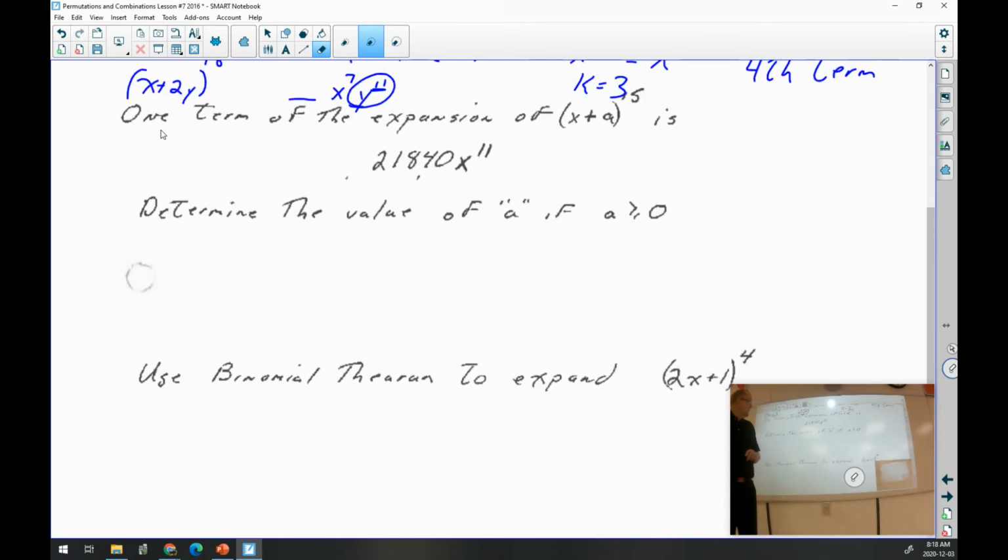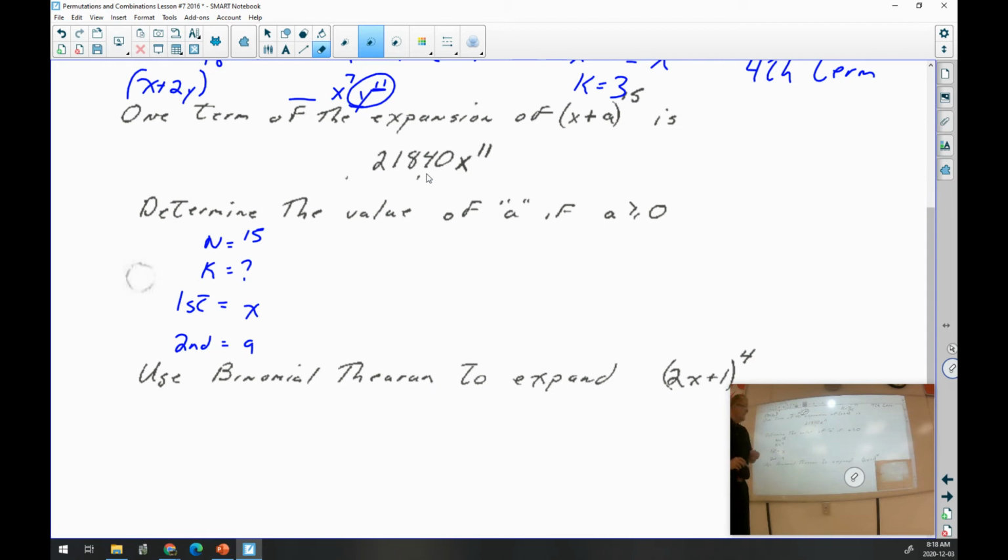Now, one term of the expansion is this really honking big number. What is the value of a if a is greater than or equal to 0? A can't be 0, but all this is just saying is we're looking for the positive value. Now, we know that n is 15. I don't know k. They didn't tell you what term to look for. We know that the first variable in the expansion is just x, and the second is a number, which we don't know, which is a.